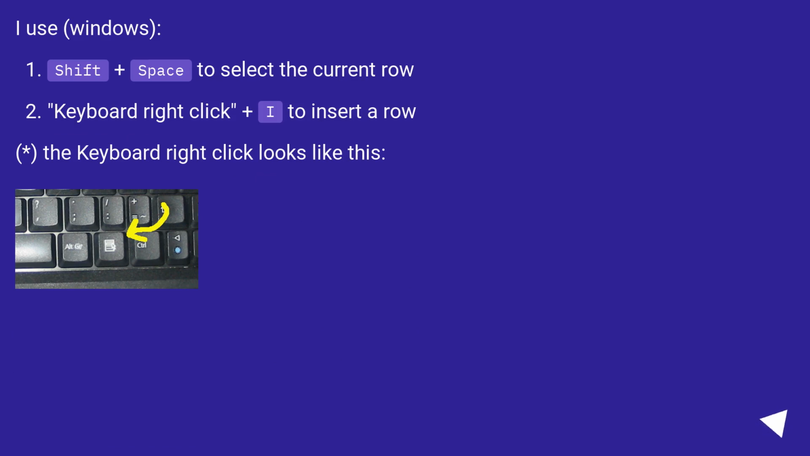I use Windows. Shift plus Space to select the current row. Keyboard right-click plus I to insert a row. The keyboard right-click looks like this.